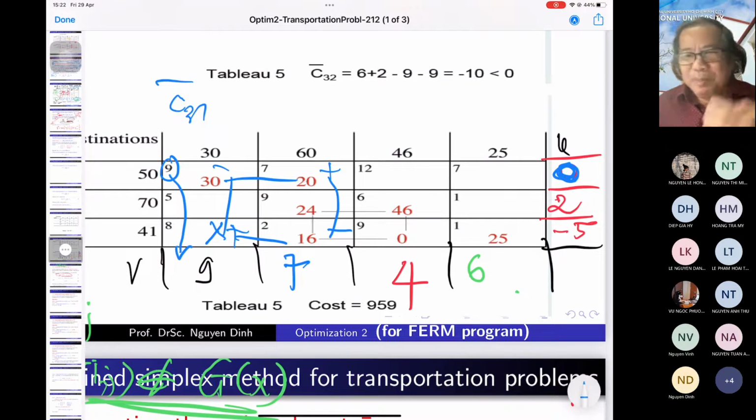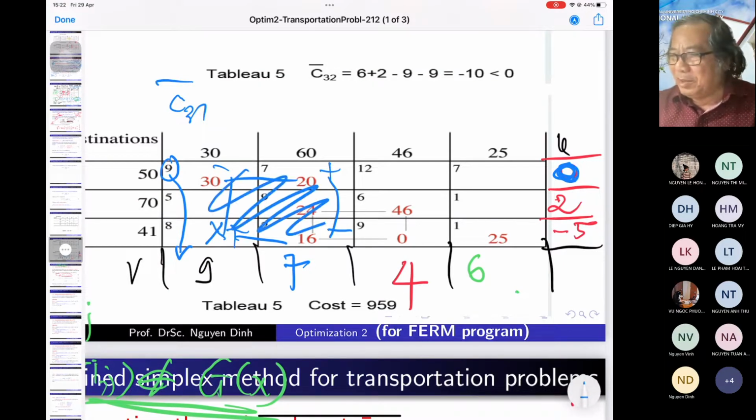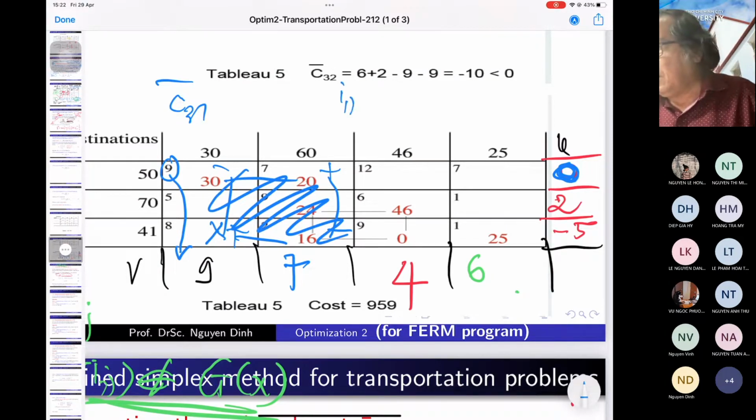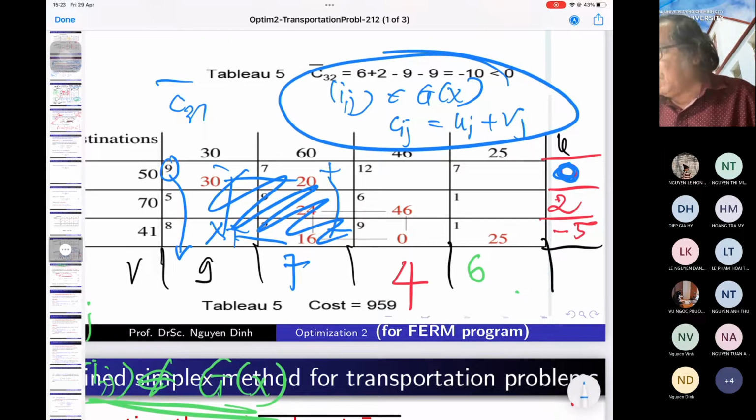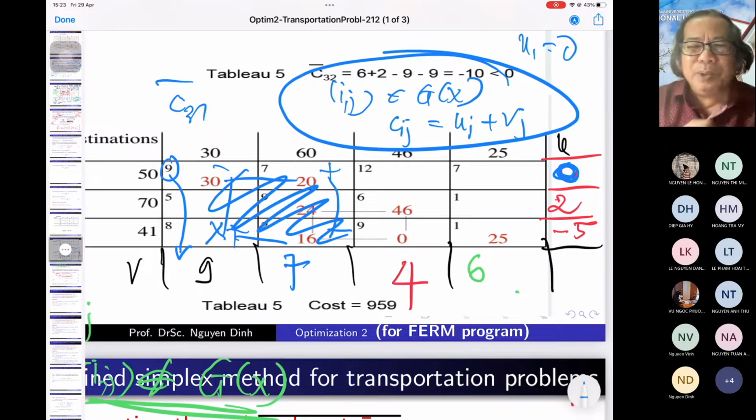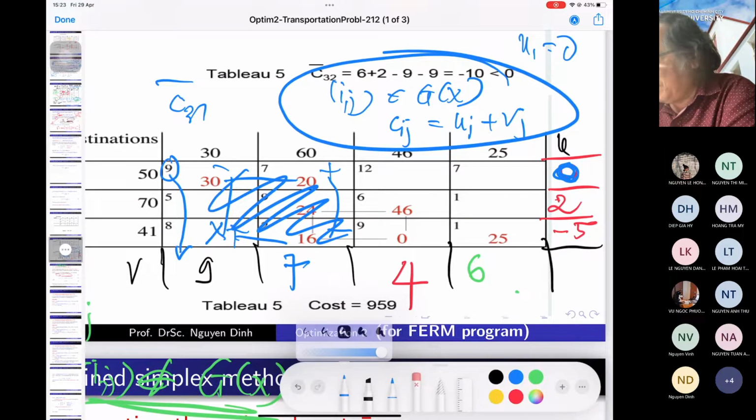Is that okay? But you are people, you look at this and you know that. But to the computer, you cannot tell them like this. You tell it, find out ui and vj; you tell it ij which belongs to Gx. Then you have Cij equals ui plus vj, like this. And if from this one you set u1 is 0, you find out ui and vj. So how do you teach the computer the way how to find out ui and vj?